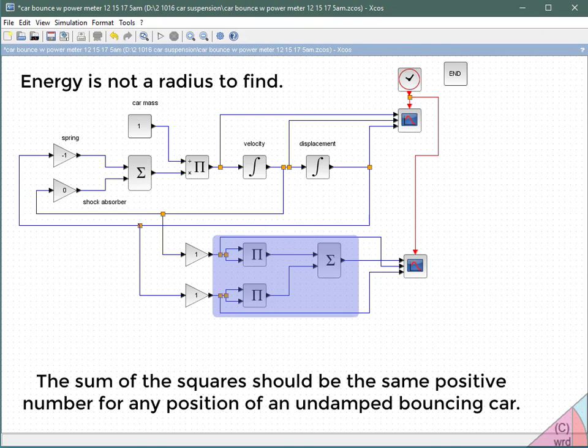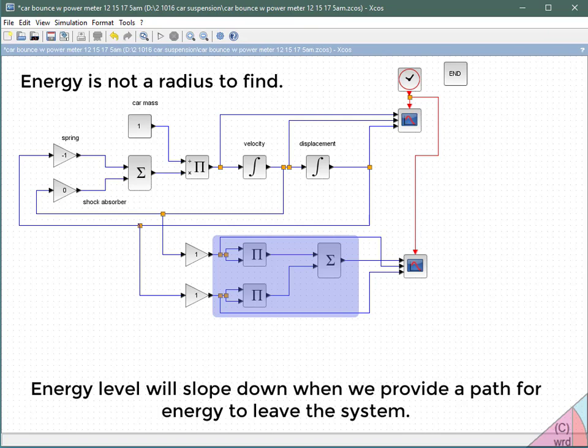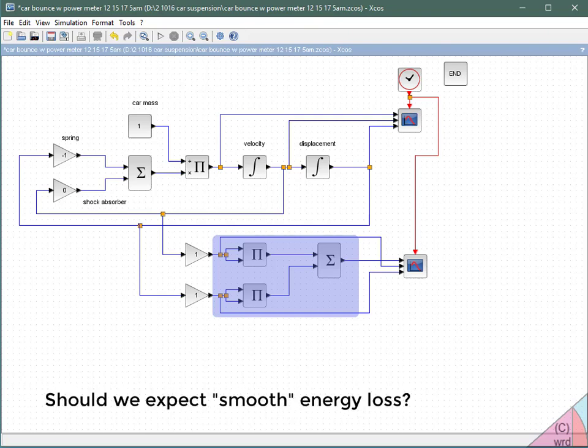Further, squaring guarantees us positive numbers to sum, so unchanging total energy should be a flat line on a graph. When we allow energy to leave the system through shock absorber heat, the total energy meter line should go down over time. Now a question to keep in mind for later. Should we expect a smooth loss of energy with a standard decay type curve, like the cooling cup of tea?